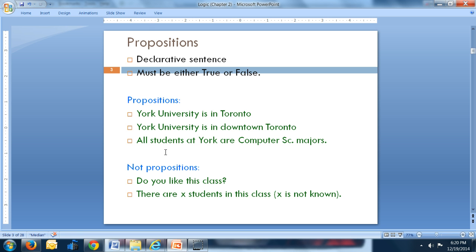Another example we can say in a mathematical statement, 5 plus 6 equal to 11. This is a complete statement, and it could be true, it could be false. In this case, 5 plus 6 equal to 11 is a true statement.